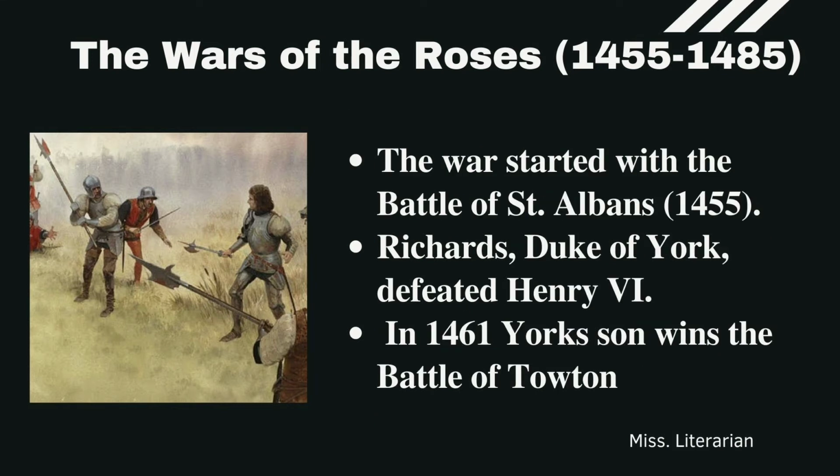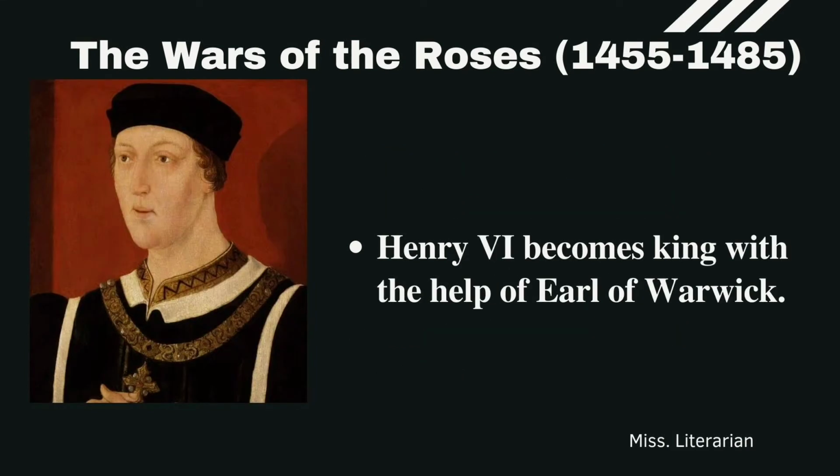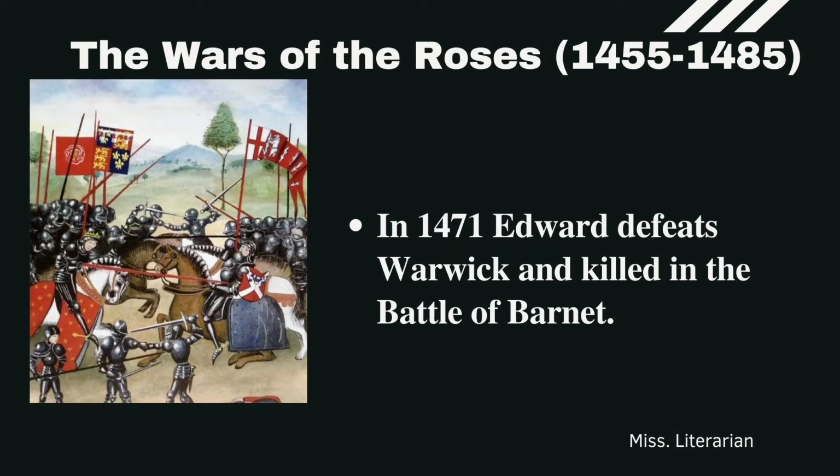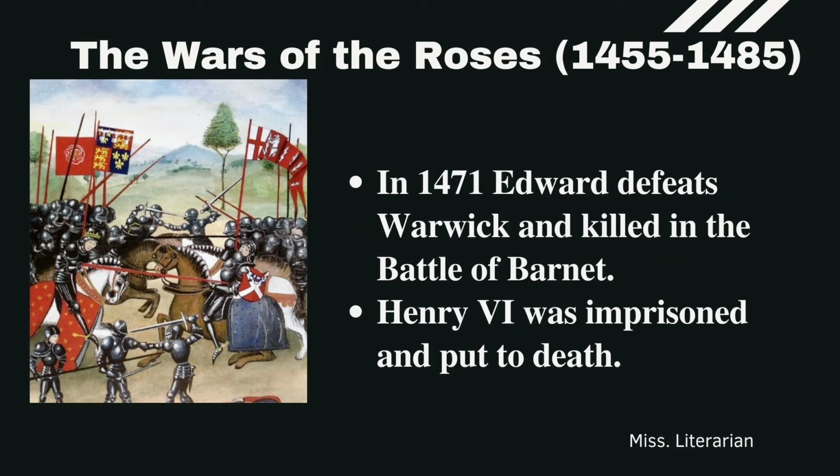The Wars of the Roses started with the Battle of St. Albans, 1455, with Richard, Duke of York, who defeated Henry VI. In 1461, York's son won the Battle of Towton and proclaimed himself King Edward IV. But Henry VI managed to become king again with the help of the Earl of Warwick, the wealthiest of the English nobles. In 1471, Edward defeated and killed Warwick in the Battle of Barnet. Henry VI was imprisoned and later put to death.